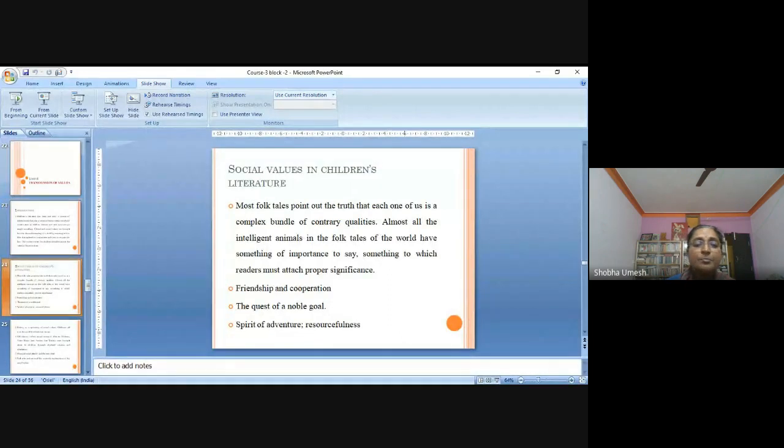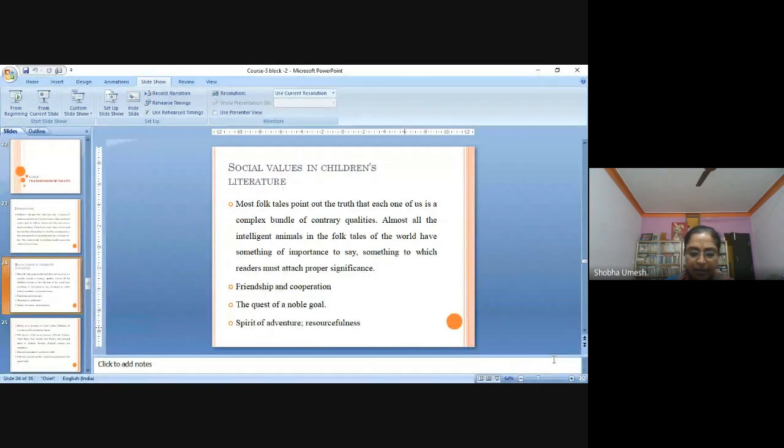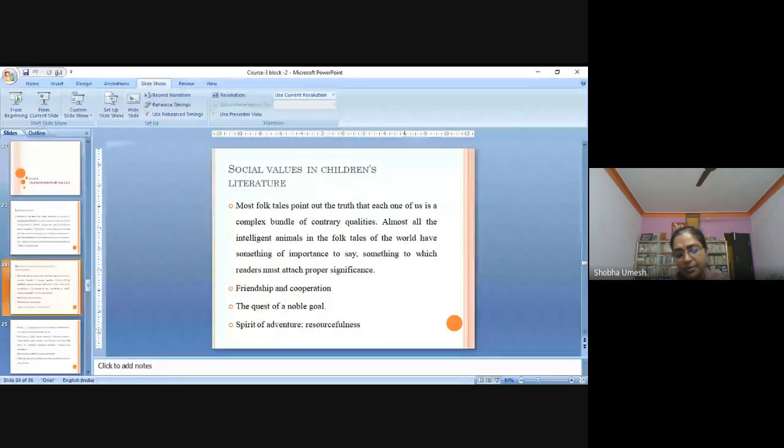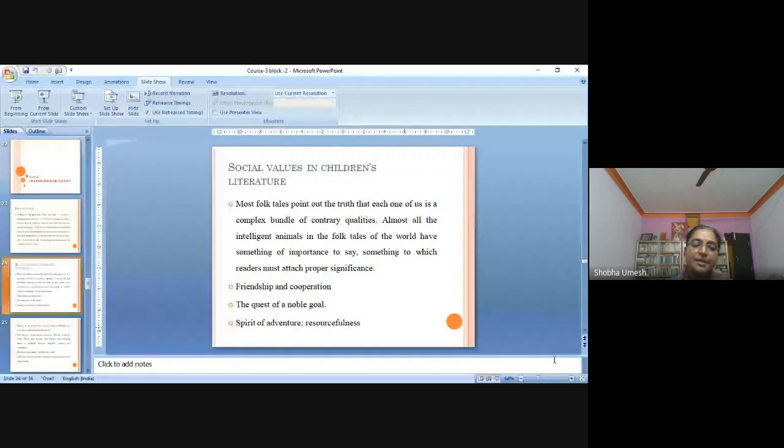And also the other point is the quest of a noble goal. See, in the present world, in the present context, we can see that all human beings are in pursuit of something in their life. The journey is very hazardous, and the pursuit of something noble is often the theme of good and absorbing stories. In order to accomplish something in your life, how you have to go ahead.